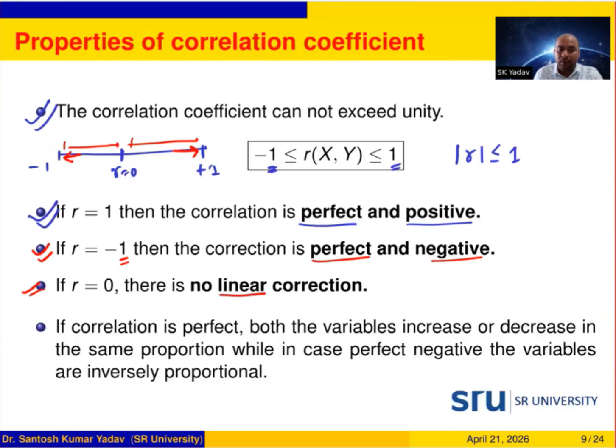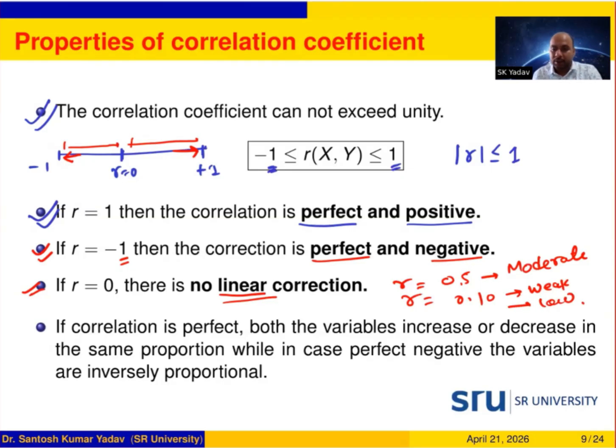Remember that, no linear correlation. And if r equals 0.5, it is moderate or mild. And if r is, let's say, 0.10, it's very weak or low correlation.